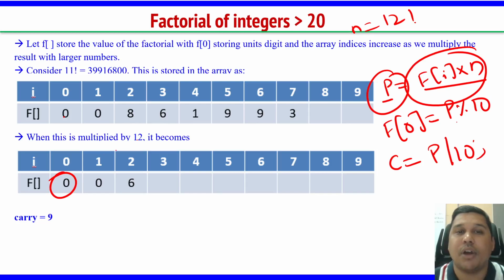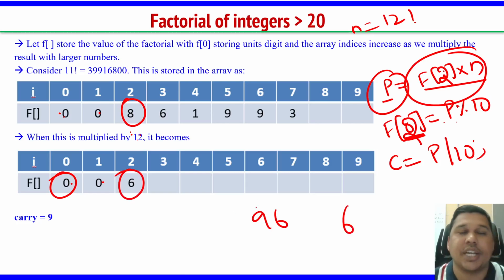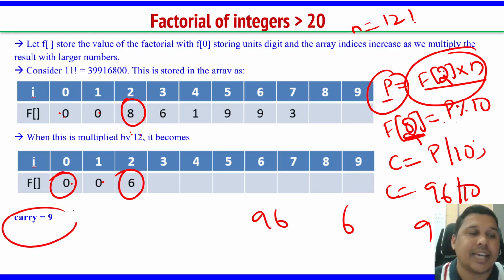Okay, so this way we have to multiply. So the first case, what happened here? 12 into 0 is 0, and carry is also 0. Then 12 into 0, again 0, carry is 0. 12 into 8 is 96. So f of 2, since i became 2 now, should be 96 modulo 10, that is 6. So 6 has to be placed here. And then c equals 96 by 10, so we get 9. That 9 is the carry.